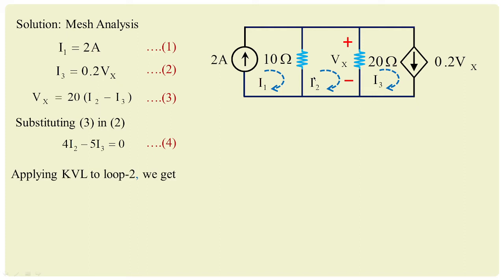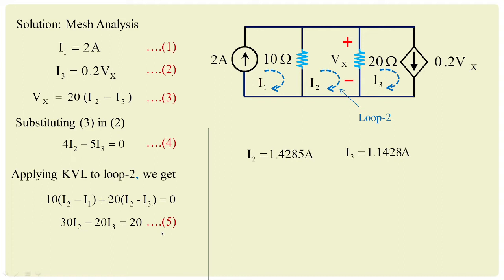Now concentrate on loop 2. In loop 2, applying KVL, we get 10 times I2 minus I1, treating loop 2 as the dominating loop. Then you have 20 times I2 minus I3 equal to 0. With this, you get 30 I2 minus 20 I3 is equal to 20. Now we have equations 4 and 5. Just solve equations 4 and 5, you are going to get the value of I2 which is equal to 1.4285 amperes. I3 is equal to 1.1428 amperes.